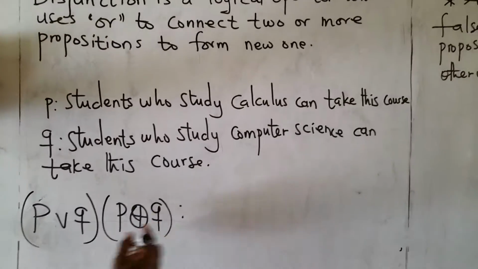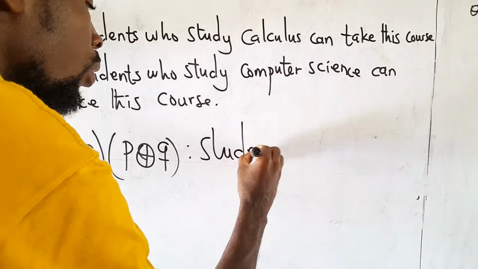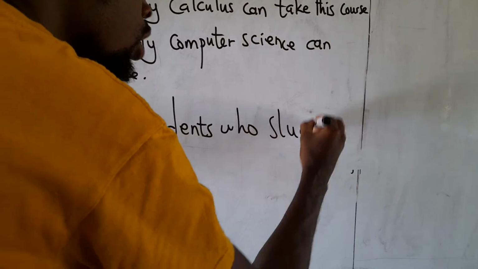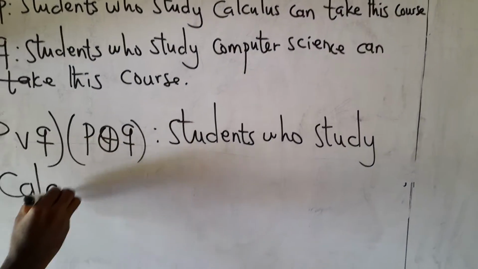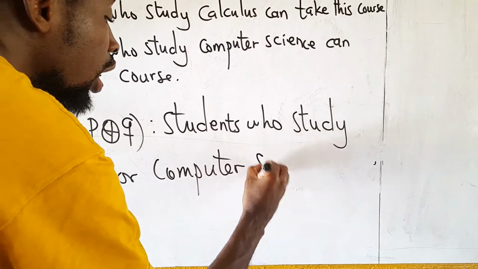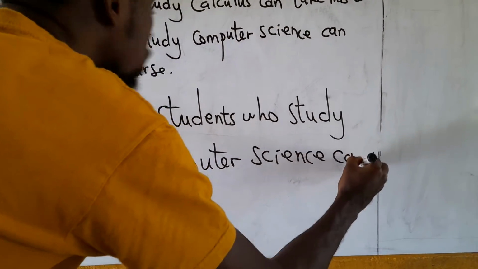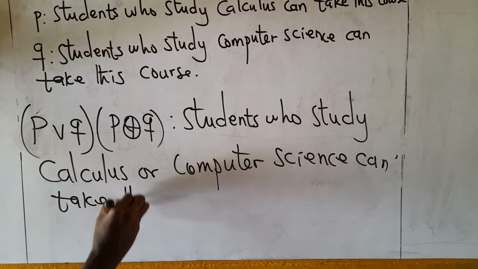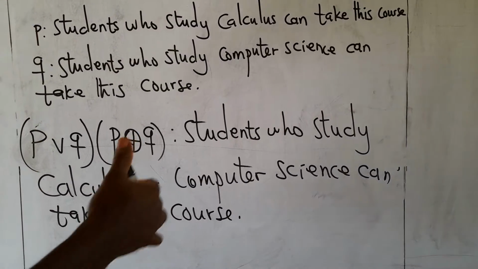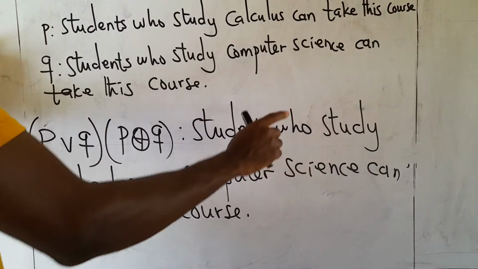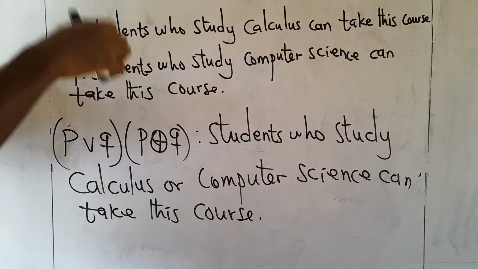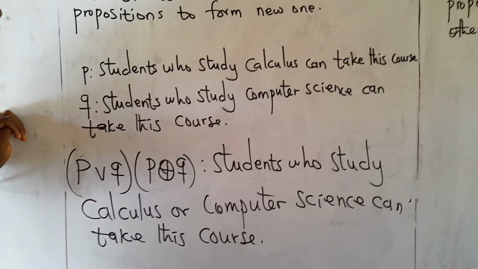We'll explain pretty soon. So this will be: students who study calculus or computer science can take this course. So this will be the disjunction of these two statements. So if you see a statement like students who study calculus or computer science can take this course, then we say this statement is a disjunction statement. I hope you get that.